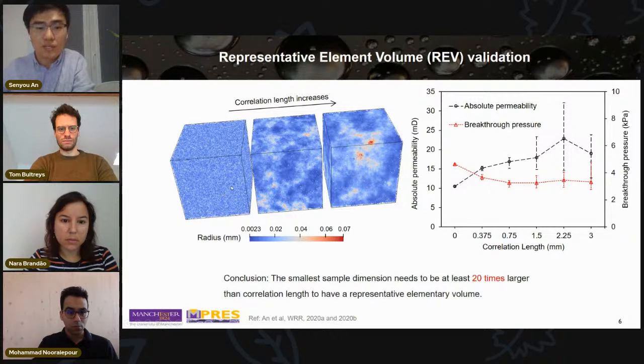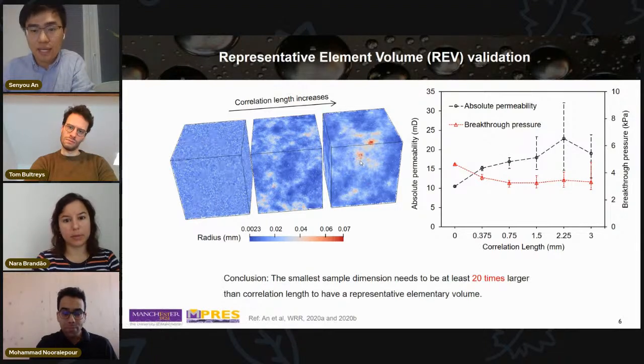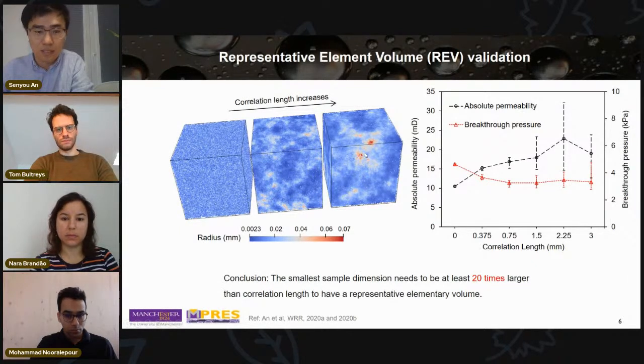To guarantee that the simulation result does not change at different realizations, a representative element volume, REV, should be guaranteed. To satisfy that in the highly correlated networks, the location of big pore clusters should not affect the simulation result. We calculate the absolute permeability and the breakthrough pressure in 10 realizations. From the variation, we can see that until 0.75 millimeter the variation is acceptable, meaning that the smallest sample dimension needs to be at least 20 times larger than the correlation length to guarantee the REV.